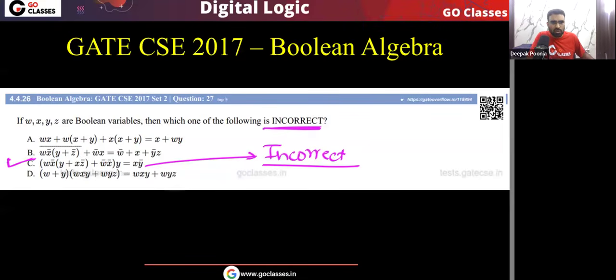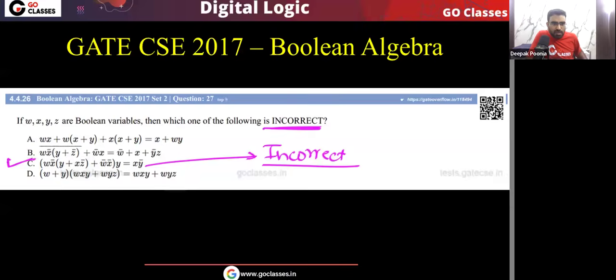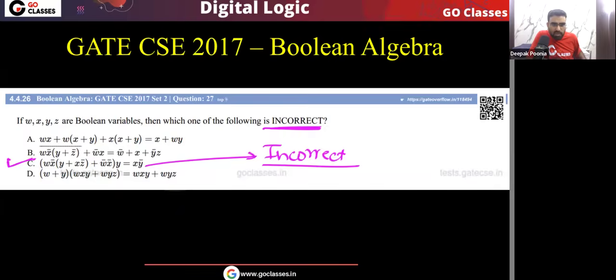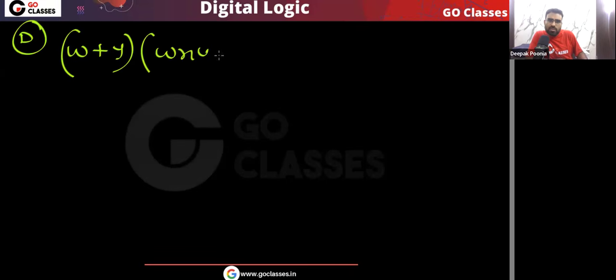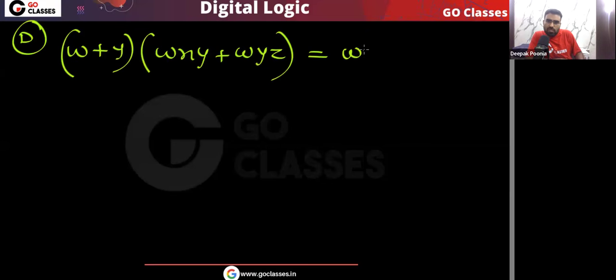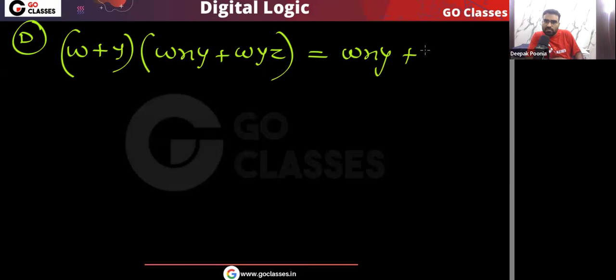But you can check option D also. So let's check it out. For option D, remember, we have W or Y, multiplied by what we have, WXY or WYZ. Is this equal to WXY or WYZ? Okay, so let's solve it.